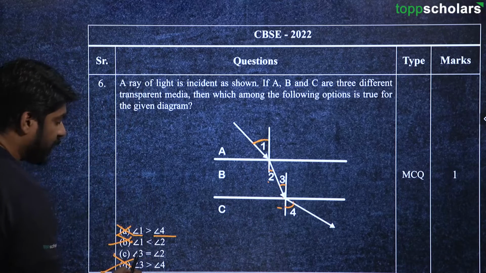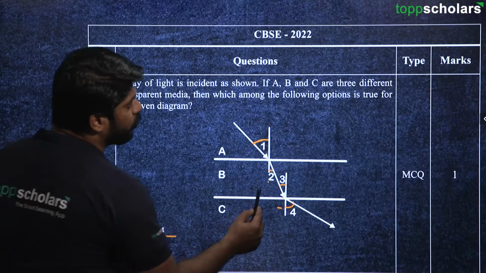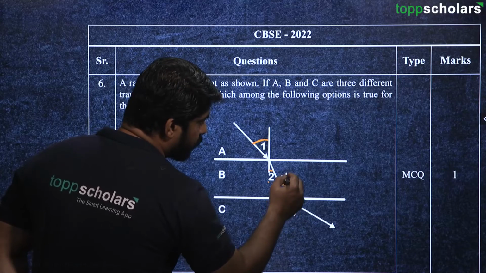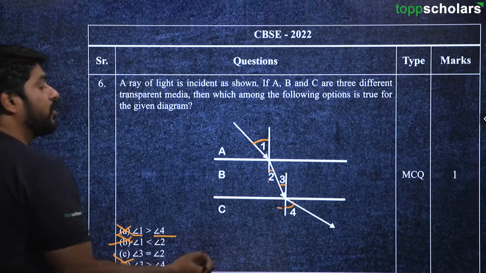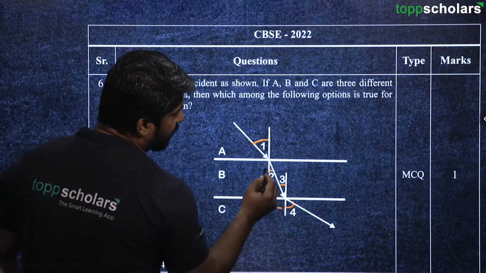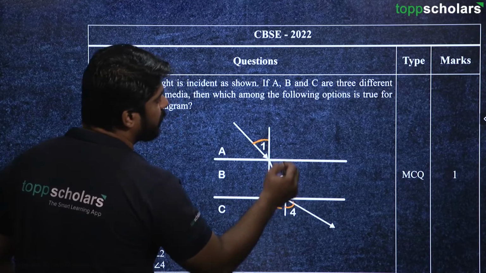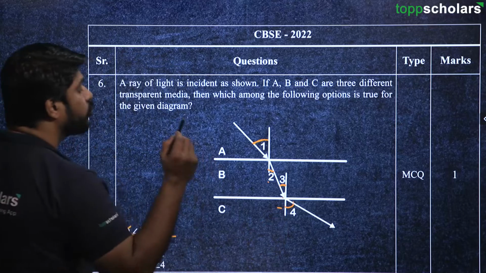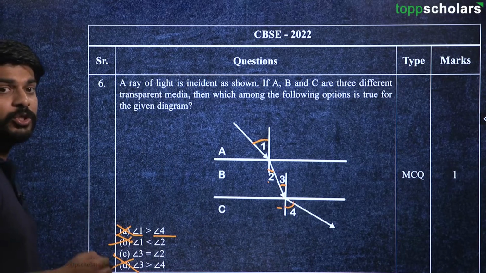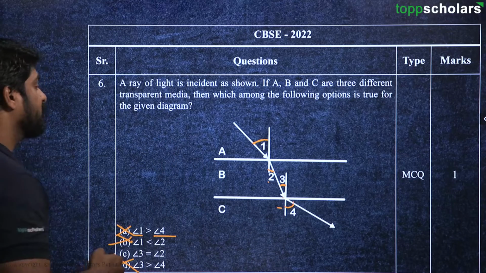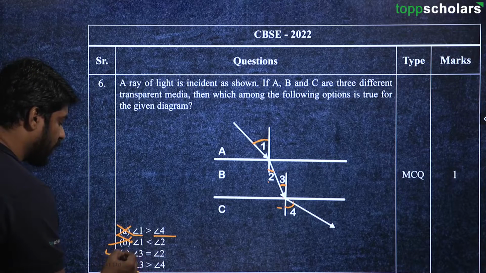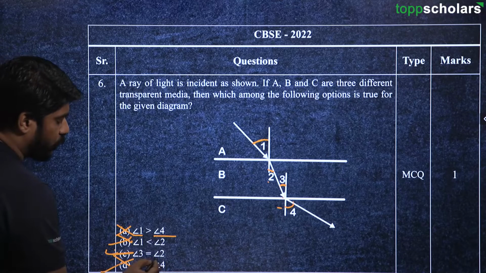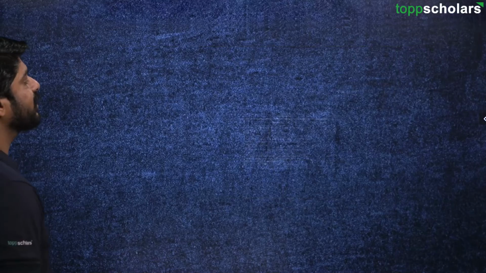But definitely angle 3 is equal to angle 2, because here we can use the geometrical property called alternate angles. Since the normals are parallel, definitely this angle and this angle have to be equal, isn't it? This is called the alternate angles, so they are always equal. So the correct answer over here is option C. Moving on to the next question.